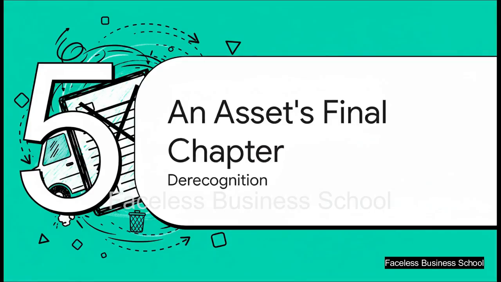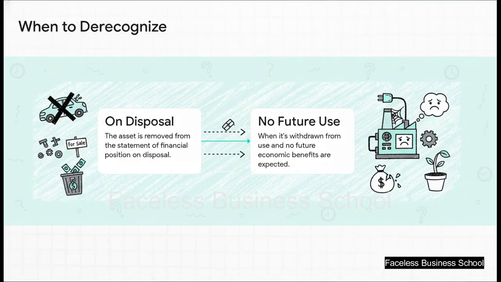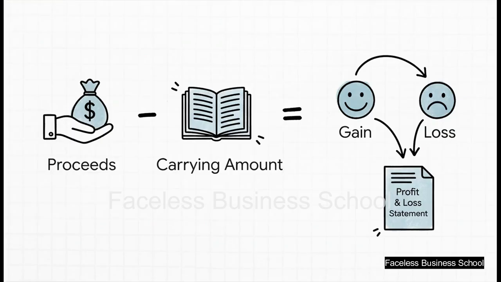And here we are, the end of our delivery van's journey. Its final chapter is called derecognition. This is just the formal process for taking an asset completely off the books. The rules for this are really simple. You take an asset off your books in two situations. 1, you get rid of it. You sell it, you scrap it, you trade it in. Or 2, you just stop using it for good, and you don't expect to get any more value out of it. Basically, it's got to go when it's gone or when it's become useless. And when you do derecognize an asset, you have to figure out if you made a gain or loss. It's simple math. You just compare what you got for it, the proceeds from the disposal, with whatever its value was on your books at that exact moment. And that difference goes straight to your profit or loss statement for the year.